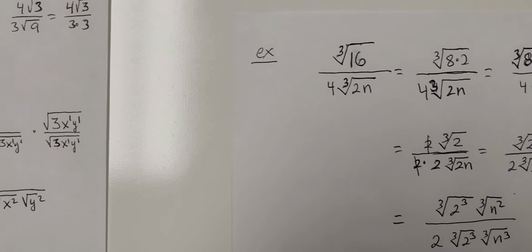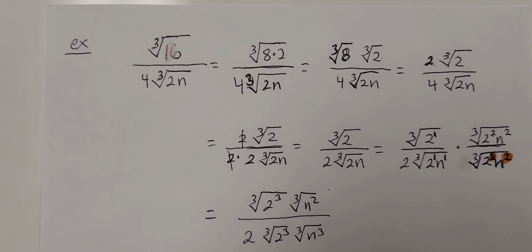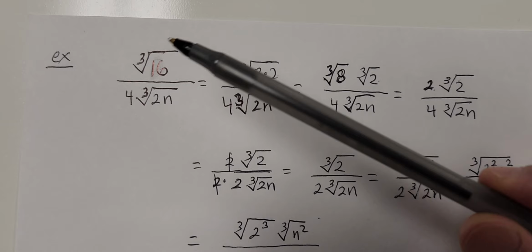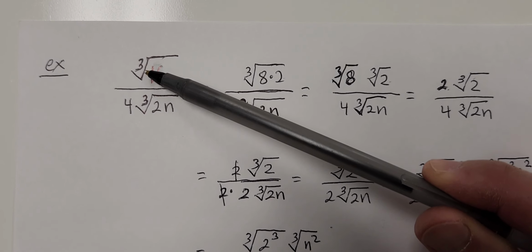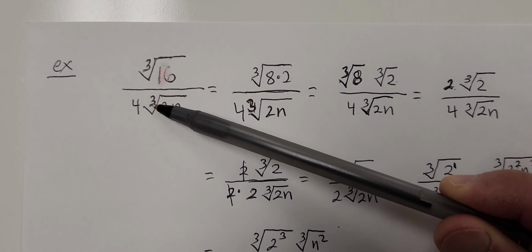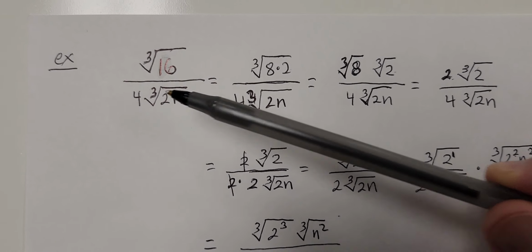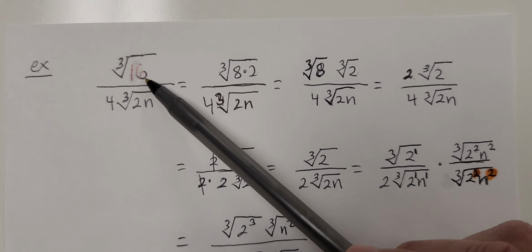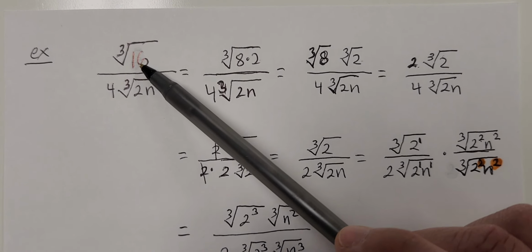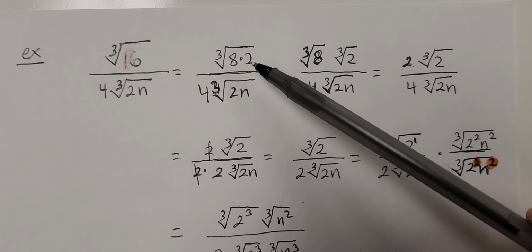Next example, similar situations. So as you can see here, there's a 3 right here, so I want a group of 3. Same thing down here, I want a group of 3. So first thing we need to do is take care of this 16. So I separate this 16 into 8 and 2.